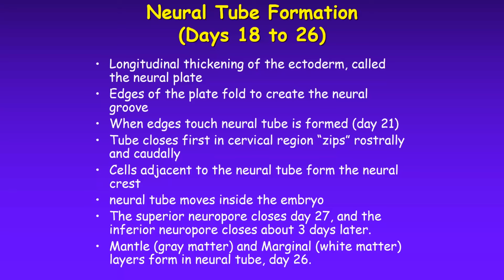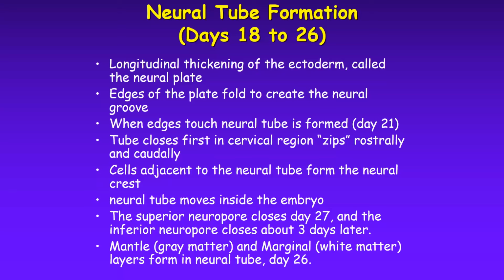Then the neural tube moves down inside that mesoderm into the embryo, and then the superior neuropore closes day 27. Superior, that's where the actual cerebral cortex and those hemispheres join together, is day 27. And then the inferior one, down at the sacral level, closes a couple days later, 3 days later. Then you start to get your differentiation of the neural tube into two layers, the mantle or gray matter, the mantle layer and the marginal layer, okay?